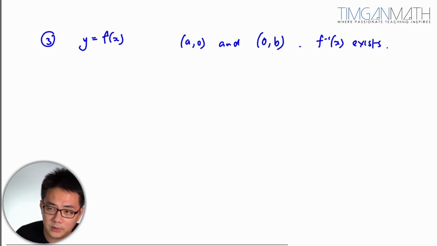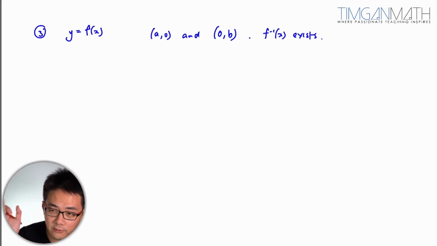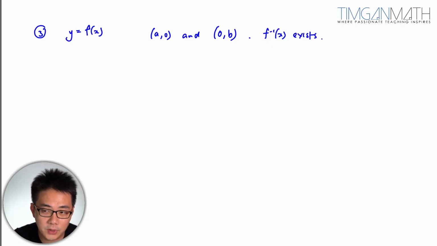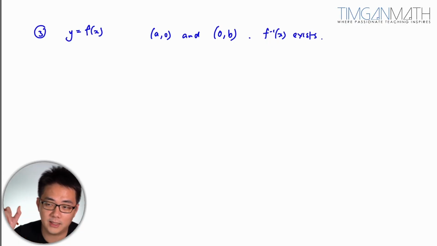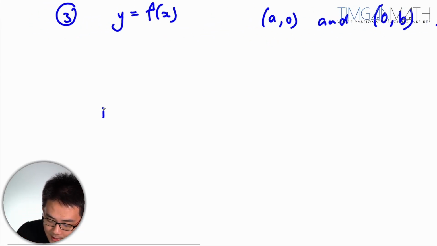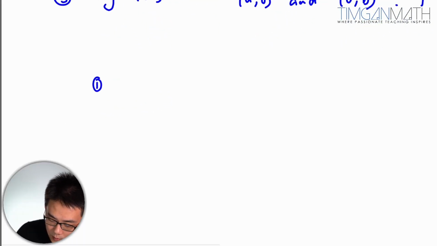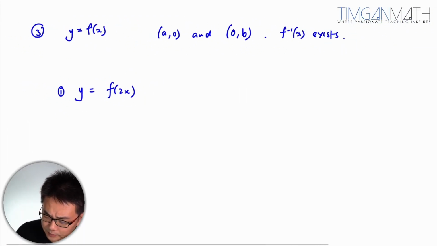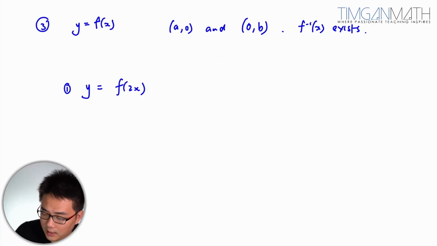State if it's possible to do so. If it's possible to do so, state the coordinates of the points where the following curves cut the axis. So for the first part, you're told whether this graph will cut it. But before that, try to understand this equation here.